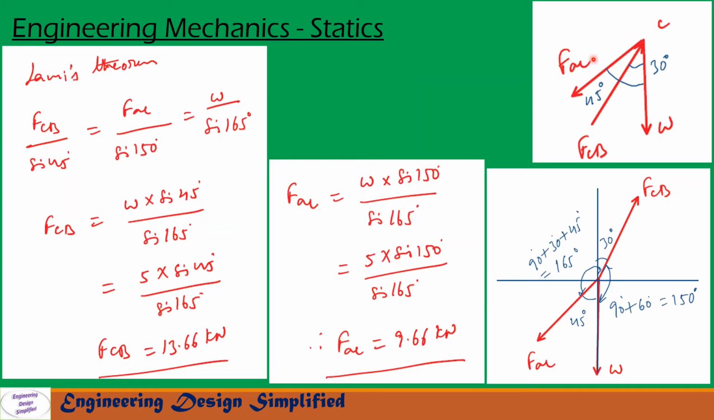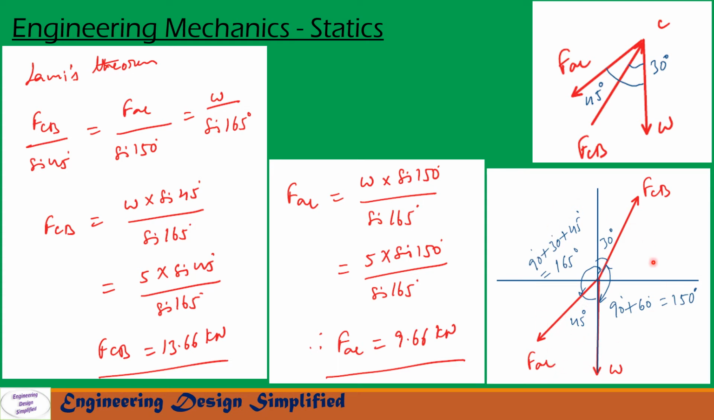The forces and reactions at C can be represented like this. W is acting downwards, and FCB will be acting towards this direction, and the angle between vertical and FCB equals 30 degrees. And FAC is acting towards this direction, and the angle between W and FAC equals 45 degrees.